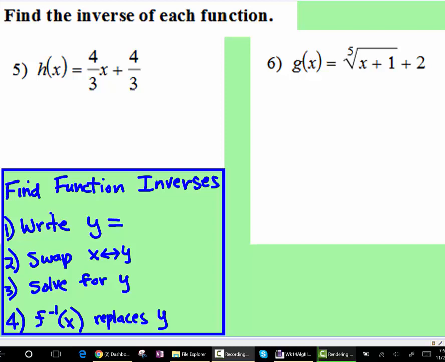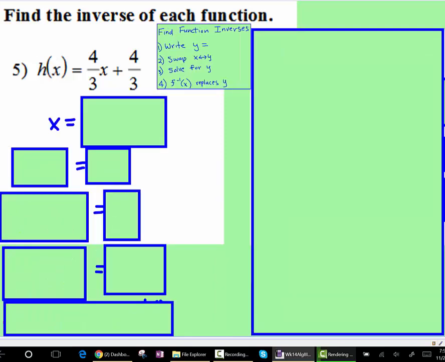Okay, finding the inverse of a function. So here are the basic steps. You're going to rewrite this f of x notation. We're going to rewrite that as y is equal to. Then you're going to swap the x's and the y's. You're then going to re-isolate y by itself, solve for y. And then when you get y by itself, you're going to replace the notation, because you'll have found the inverse. So let's get started.